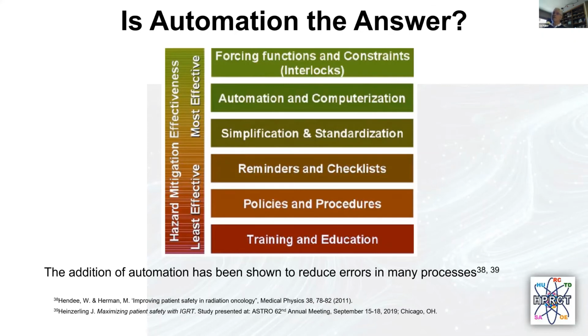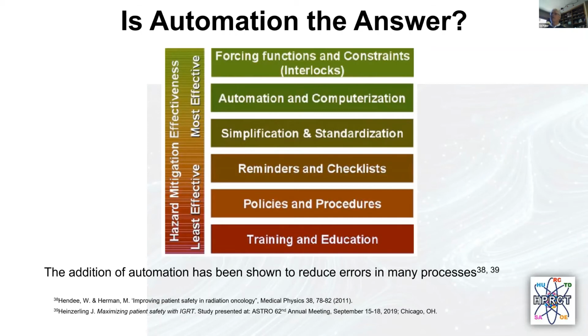Then policies and procedures, which we talked about, are important. They're next least effective. Reminders and checklists work, but they're in the middle. Simplification appears to be immense because our delivery system is so complicated that you have to take special courses to learn the software, and it's constantly changing and being upgraded, and you're learning on the fly.